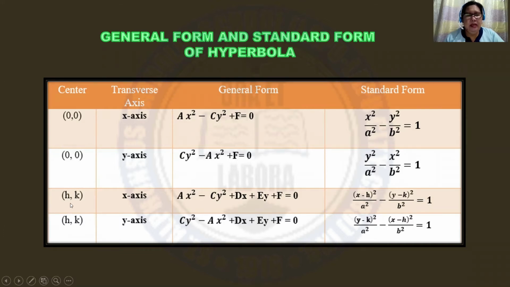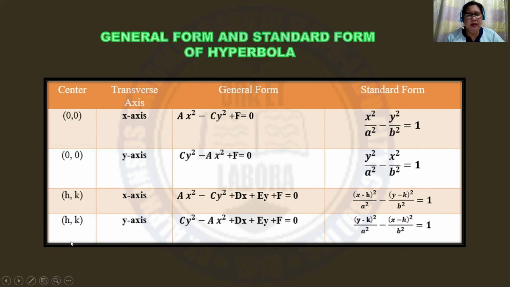If the center is not at the origin, represented by (h, k), and the transverse axis is the x-axis, the general form is ax² − cy² + dx + ey + f = 0. And the standard form is (x − h)²/a² − (y − k)²/b² = 1.